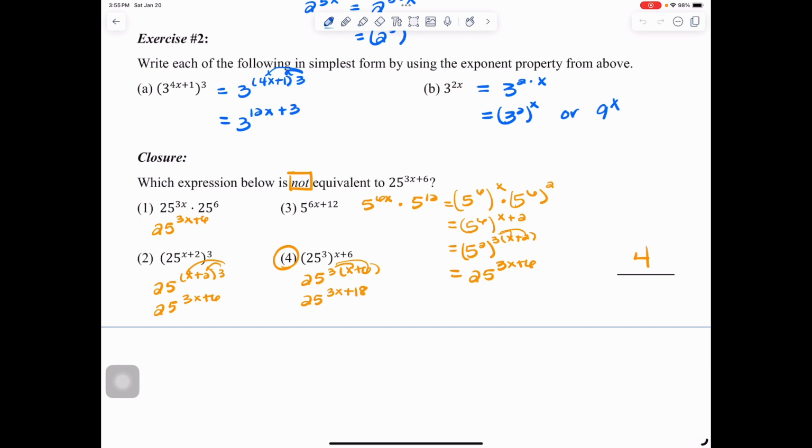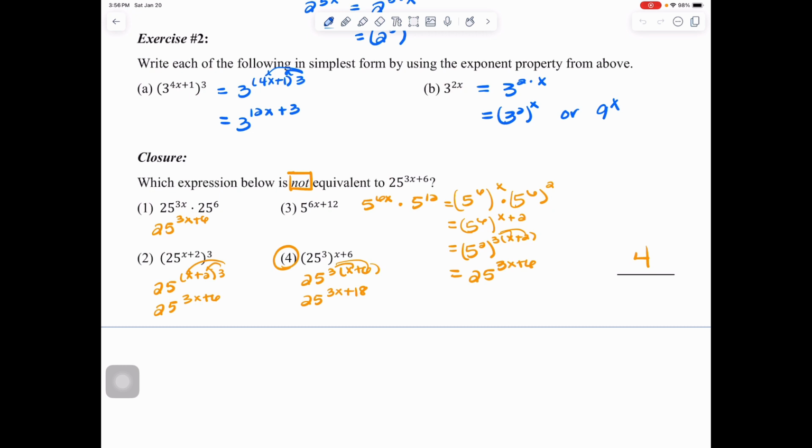Okay, for the closure question, which expression below is not equivalent to 25 to the 3x plus 6? So the way I approached this is I went through and I simplified these. In number 1, I'm multiplying, so I add my exponents. That would be 25 to the 3x plus 6. In number 2, I'm raising a power to a power, so I multiply my exponents. I would have to use the distributive property. I would get 25 to the 3x plus 6.